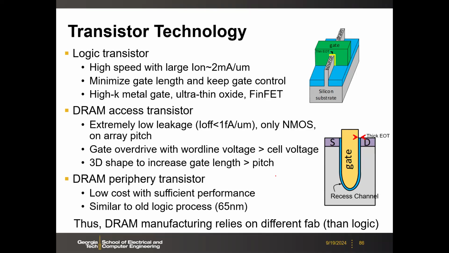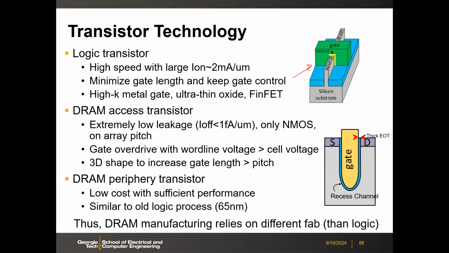We try to improve the current density, right? So the high performance logic transistor can go up to 2 milliamp per micrometer in terms of the on-state current density. And then we know the industry has gone through the transitions from the planar to the FinFET, and also introduced the high-k metal gates. And then we have this logic transistor today, right? So it's very thin EOT, and then the FinFET structure.